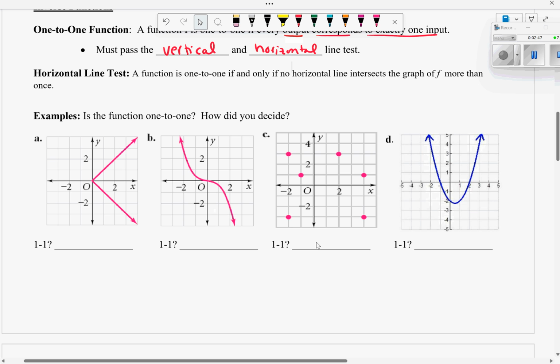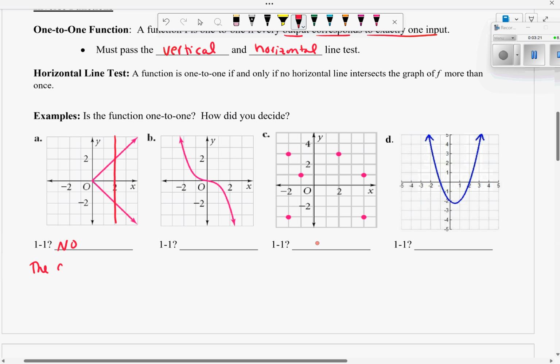So looking at this first one, A, we want to decide if this is 1 to 1, and how do we know? For this one here, you can see that this passes the horizontal line test. So every input has one output. However, the original graph does not pass the vertical line test. So it says, is the function 1 to 1? This isn't a function. So no, it can't be 1 to 1 because the original graph is not a function.